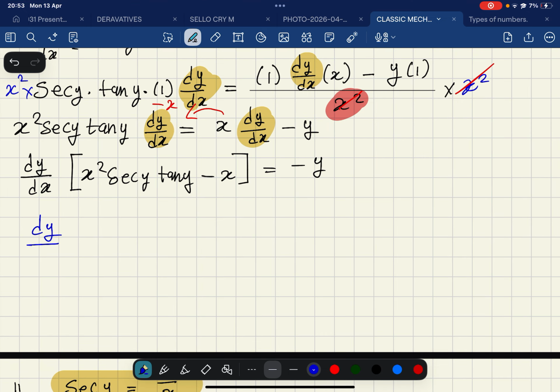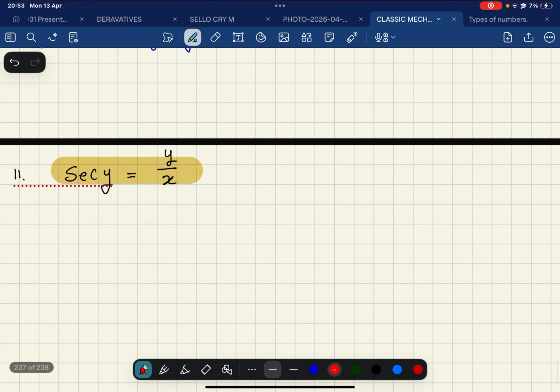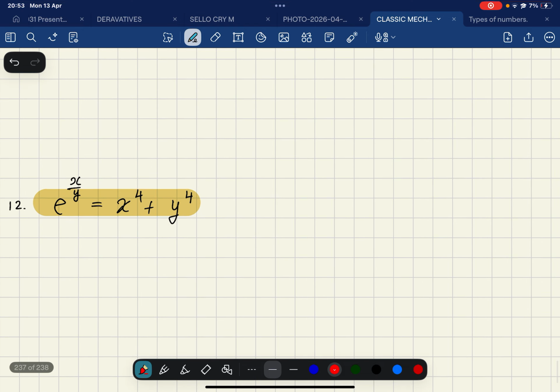The dy over dx is equal to what? Is equal to negative y, all divided by x squared sec y tan y minus x. From there you are done. You find your dy over dx. Oh, this one is repeating.